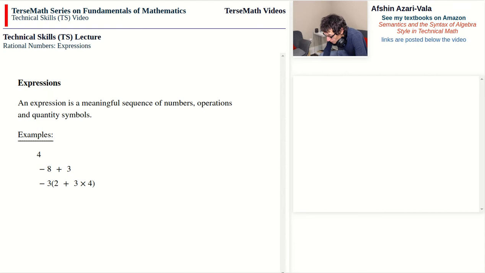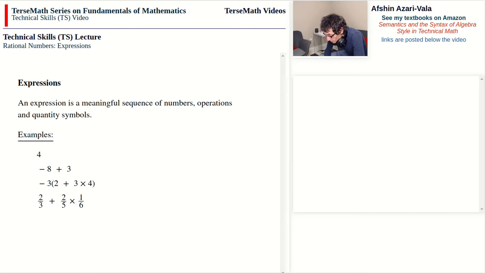So this one is still meaningful. We know what needs to be done. We need to multiply 3 by 4, add 2 to it, and then once we've worked out the brackets, we multiply by -3. So this is what we mean by meaningful. It means that it's clear what should be done. We can carry out the operations as they are written, and then in the end we'll come up with an answer, which is a number.